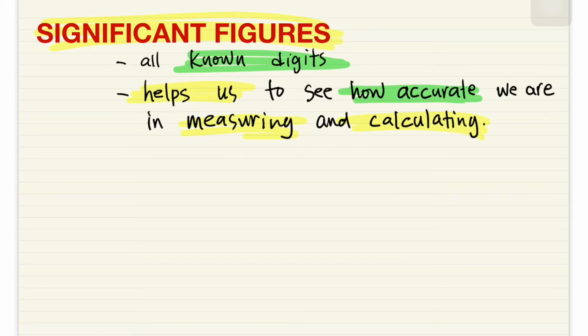So, in a longer number we can make it short, or in a shorter number we can make it long, by counting the significant figures in it. To do that, there are certain rules that we need to follow. Now, when can we say that a figure is significant?